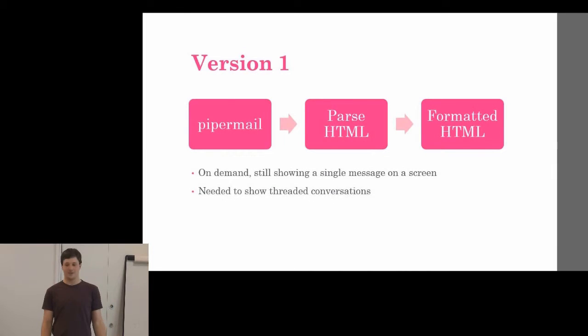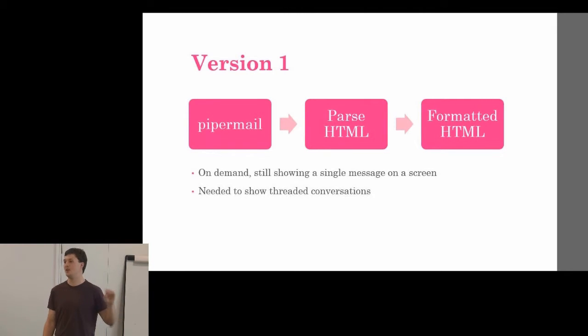So my first version of this reads messages from Pipermail, parses the HTML to get the raw text of the message out, and then renders the HTML to some kind of formatted version. It did this on a per message basis, which means that we only show a single message. We weren't able to show those threaded conversations. So this wasn't really good enough, but it was a first proof of concept.